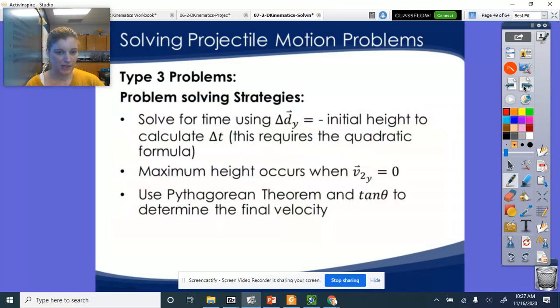And the strategy I'm going to use is I'm going to solve for time using the displacement in the y. So I'm going to use a negative initial height to calculate for my time. And that requires the quadratic formula. We'll go through that in just a second here. So my maximum height is going to happen when my final velocity in the y is 0. And then I just need to use Pythagorean theorem and my tangent to solve for the final velocity.